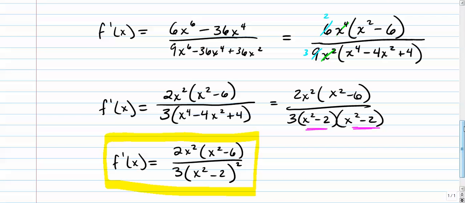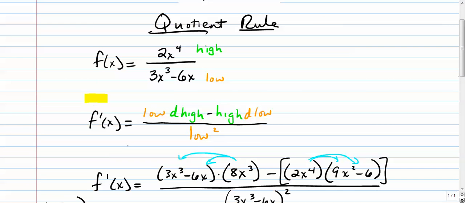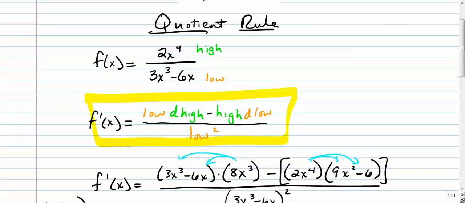Alright, so there was a quotient rule for you. Again, this is something that you're going to want to memorize. This little jingle here: low d high minus high d low over low squared.